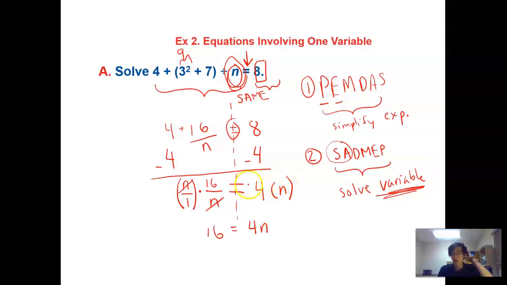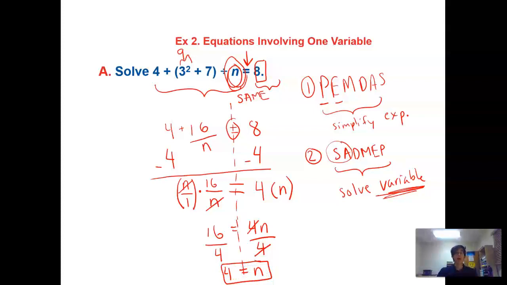Almost there, folks. Let's draw that line further down. Last step is I want to get just n, not 4 times n. So I need to get rid of this 4 being multiplied by n. What's the inverse of multiplication? Division. So the opposite of multiplication is division. Divide by 4 on both sides. 4 divided by 4 gives me 1, and then 16 divided by 4 equals 4, and I'm left with n equals 4. Nice. So that's how you find your answer.